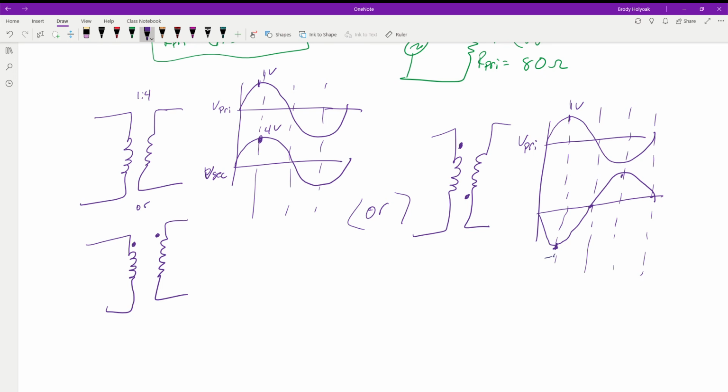So here is negative 4 volts. Here is negative 1 volt. And here is positive 4 volts. So we get 180 degrees out of phase. And like I said, this is where we would take on our output of our secondary.